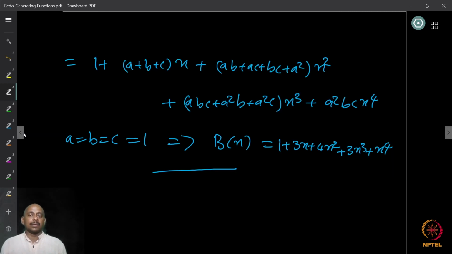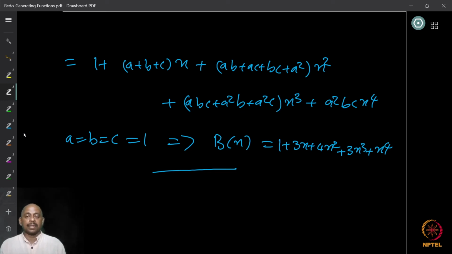So the generative function now I can get by substituting a, b, c equal to 1 in this, and then I will get 1 plus 3x plus 4x square plus 3x cube plus x raised to 4. And what does this generative function tell us? It says that I have the choice of objects at most 4 of them, I mean, k cannot be more than 4, and if k is equal to 4, there is only one way to do that. And if k is equal to 3, there are 3 ways to do it.